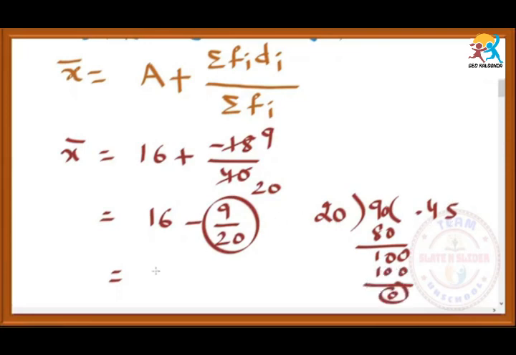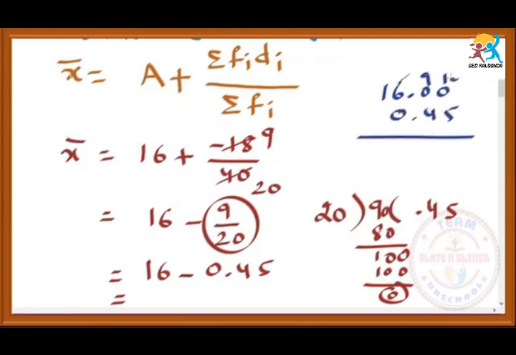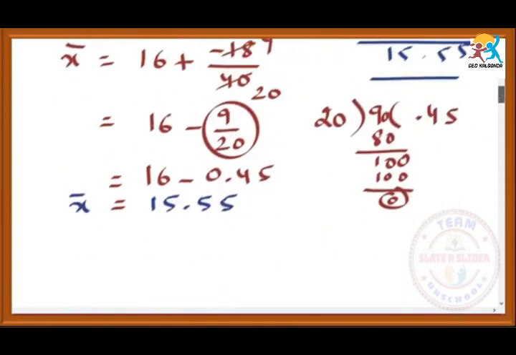So it will become 16 minus 0.45. So before the point we have to write 0. So 16 minus 0.45. So 16 means we have to write 16 as 16.00 and 0.45. Take subtraction. So borrow, 9, 10, 5, 5.5, 1, this is 15.55. This is the mean of the given data.